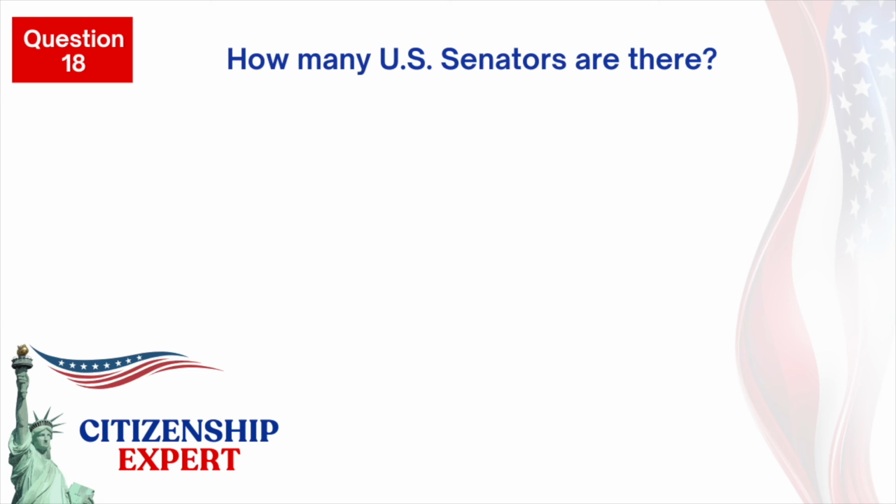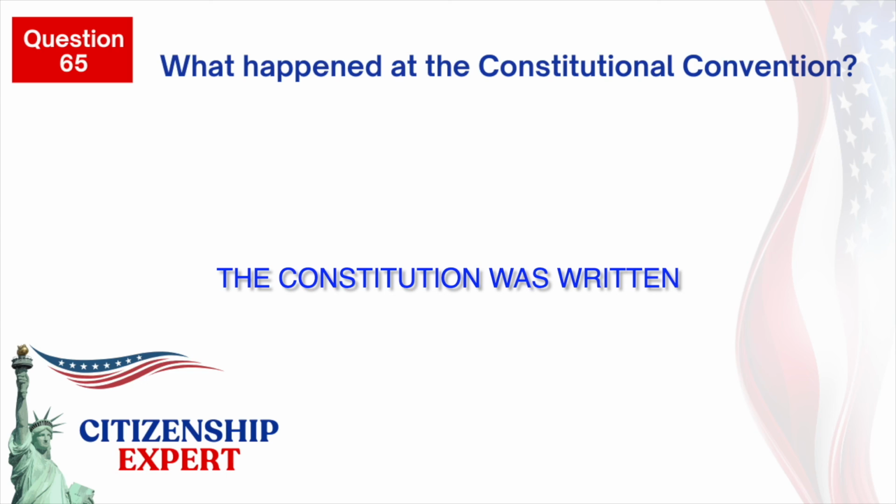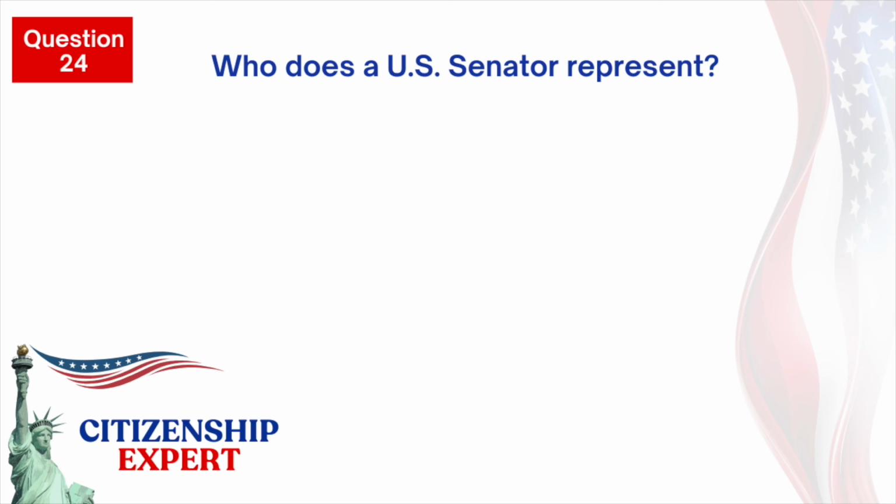How many U.S. senators are there? 100. What happened at the Constitutional Convention? The Constitution was written. Who does a U.S. Senator represent? All people of the state.